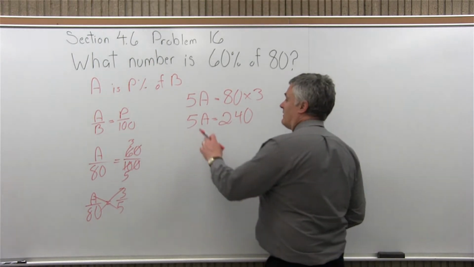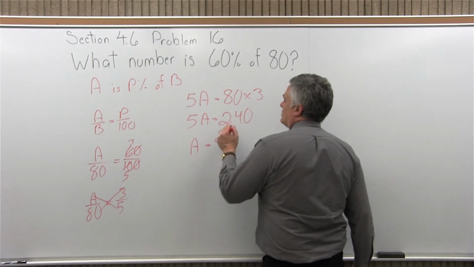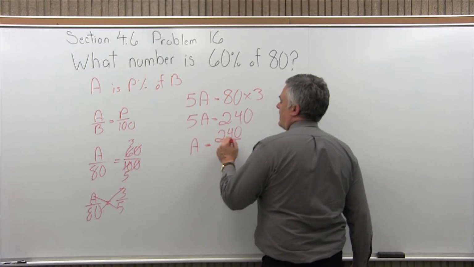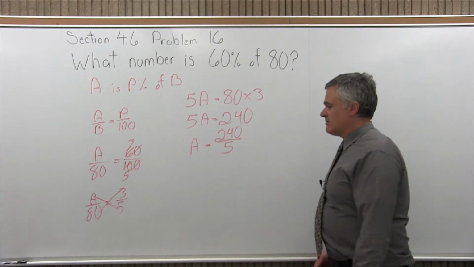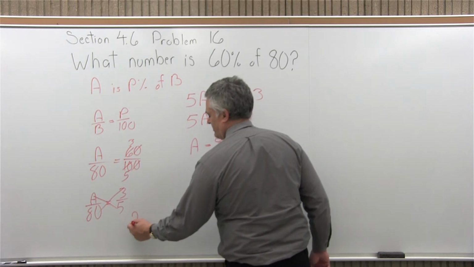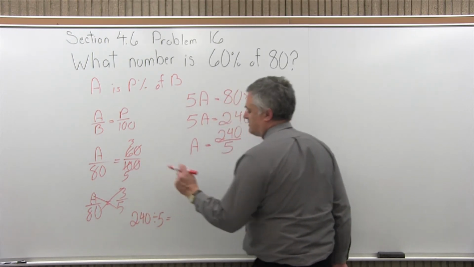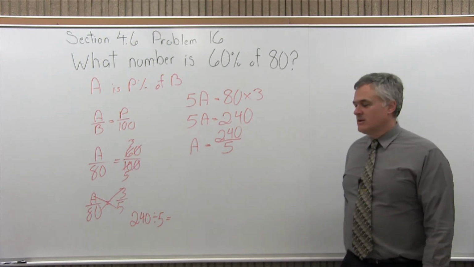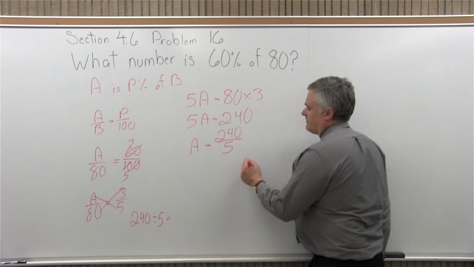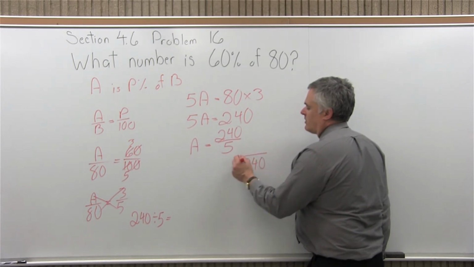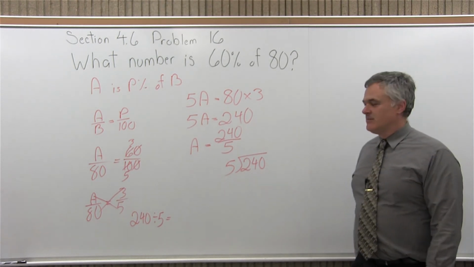And to solve it, divide away the 5. A equals 240 over 5. Now, you might be able to divide that pretty easily. If you can't, and if your teacher will allow you to use a calculator, just do the numerator of 240 divided by the denominator of 5 equals, and the calculator will give you the answer. If you can't use a calculator for your math class, just do it the long way. The numerator of 240 goes under the division symbol. The denominator of 5 will go in front of the division symbol.